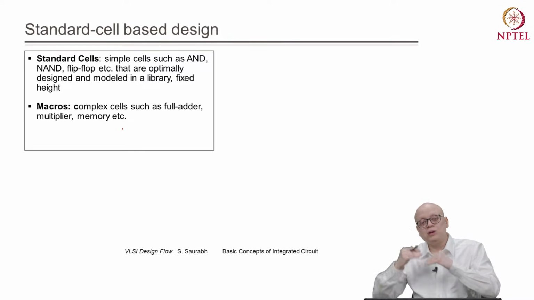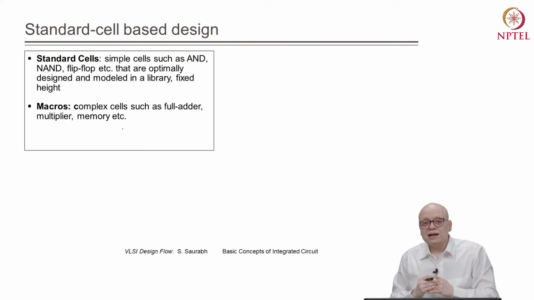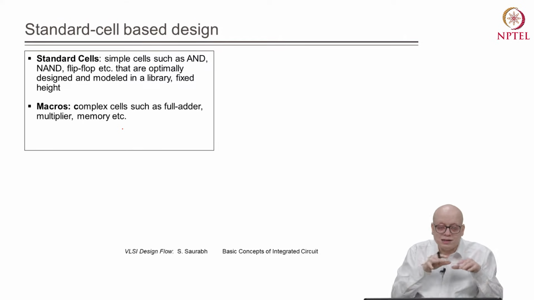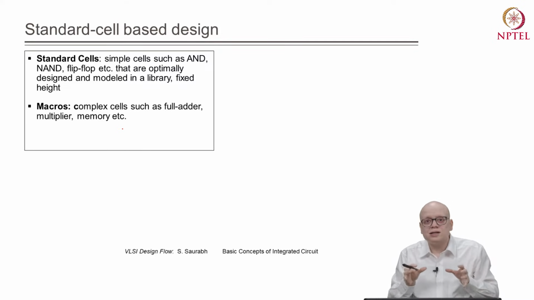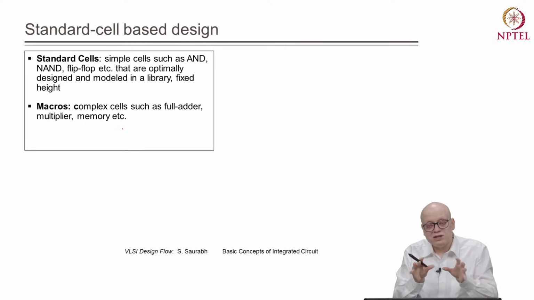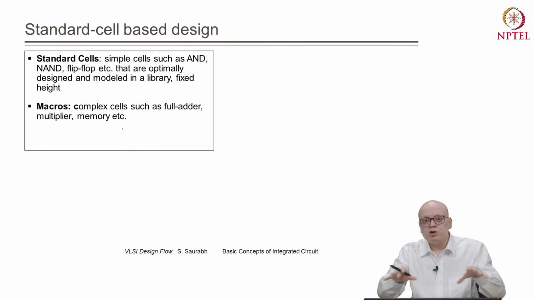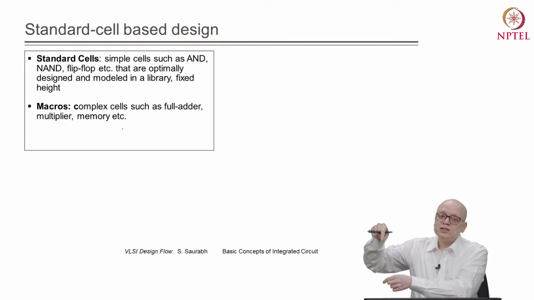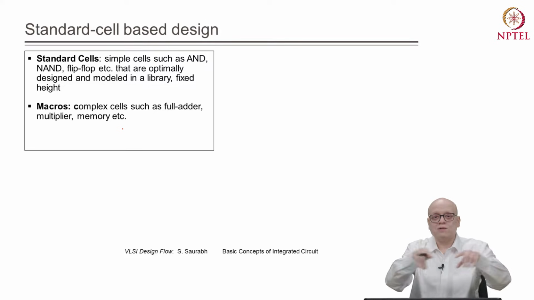So there are two levels of designing done in standard cell based design. First, the designing of the standard cell per se, which is done at the transistor level, and we do it very optimally. We design each of the cells and then put all that information in a kind of library, and in the next step we use those standard cells which are in the library in our design.